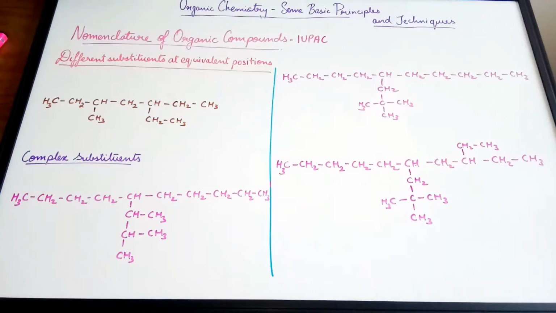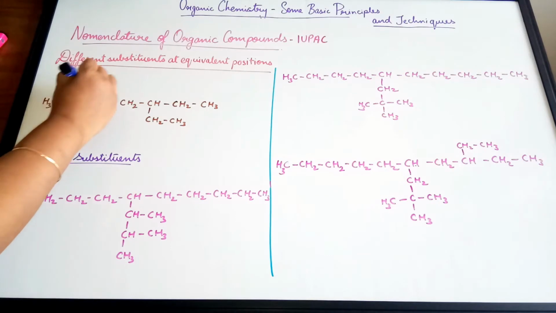In the previous video, we discussed two things: when we have more than one of the same substituent, and when different substituents are present, how we would name the compound. In this video, we are going to be talking about different substituents at equivalent positions and complex substituents. So when you have different substituents at equivalent positions, how do we number the chain? Let's look at this.